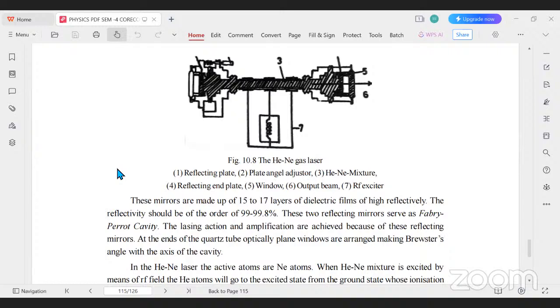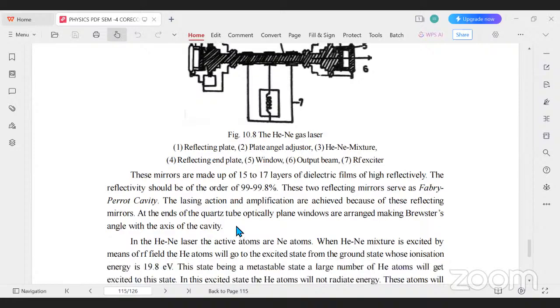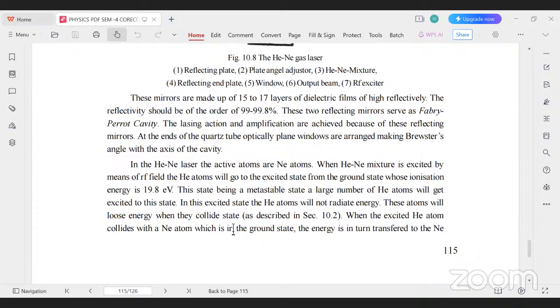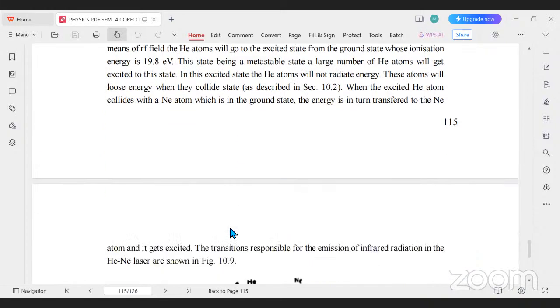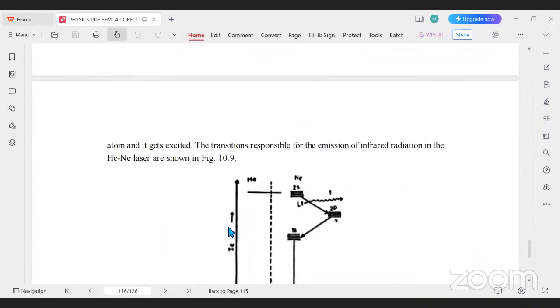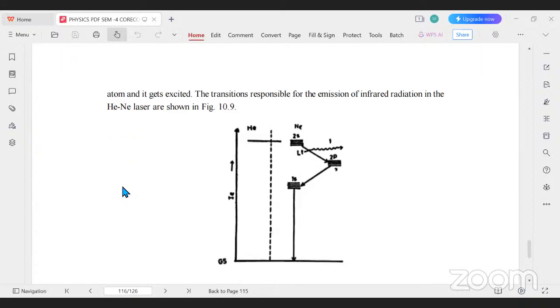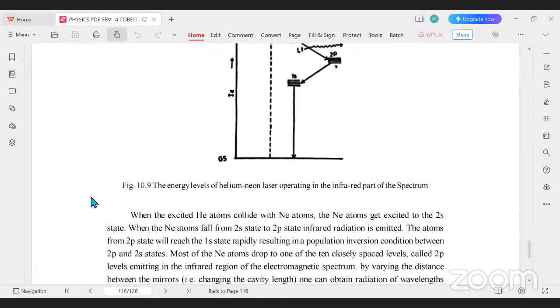At the ends of the quartz tube, optically plane windows are arranged at Brewster's angle with the axis of the cavity. We call this a cavity to find out how it helps to excite the atoms and how this can be turned into a laser. This laser is helping to cut and erase unwanted things. The atoms get excited. The transition is responsible for the emission of infrared radiation in the HeNe laser, which is a very famous laser. The energy levels of helium, HeNe is nothing but the helium neon laser.